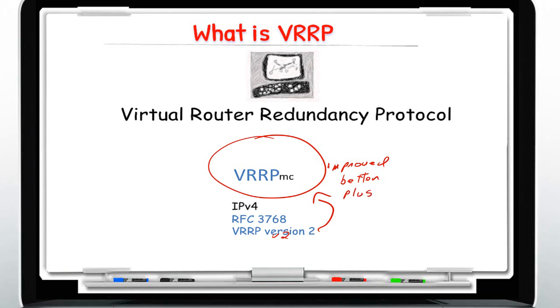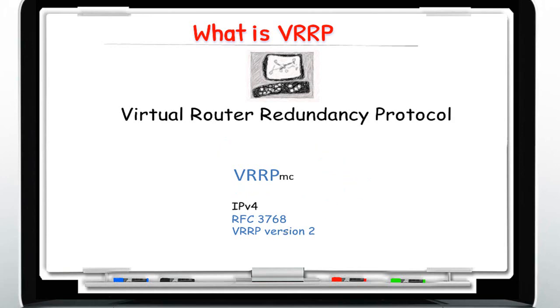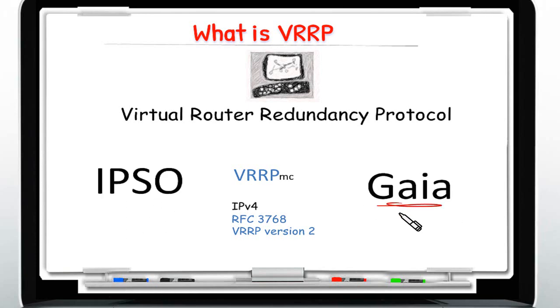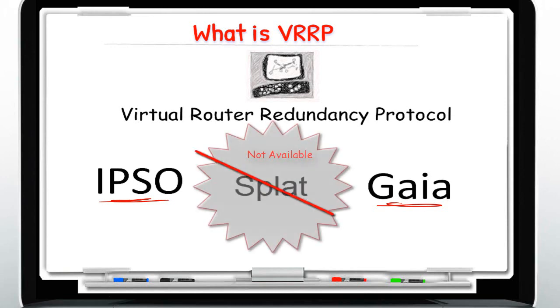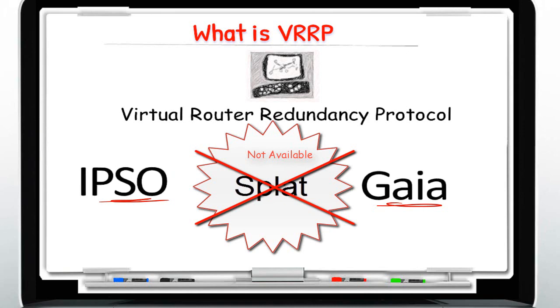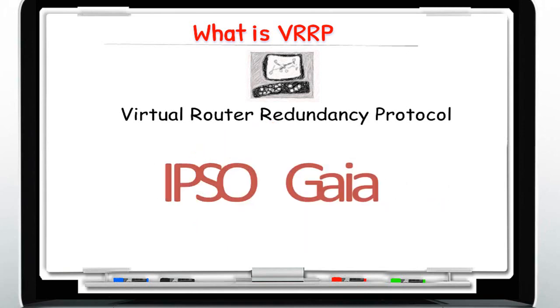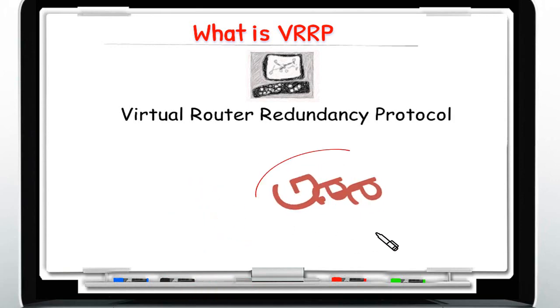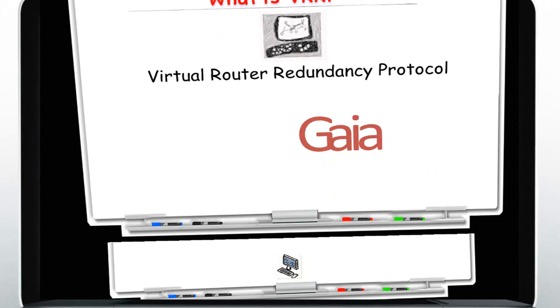And so VRRP is supported on 2 of Check Point's operating systems. It is supported on Gaia operating system, and it's also supported on IPSO operating system. But you cannot run VRRP on Splat operating system because it's not built into the operating system's code. IPSO operating system is being deprecated, so in a few years it will no longer be supported. And so in this video I'm going to focus on VRRP on Gaia.